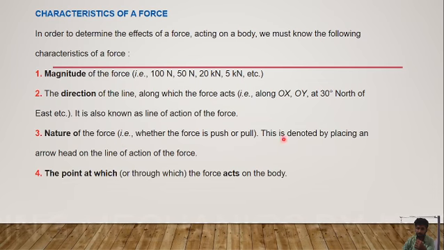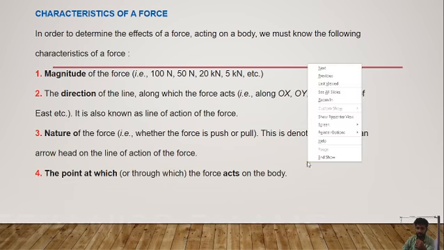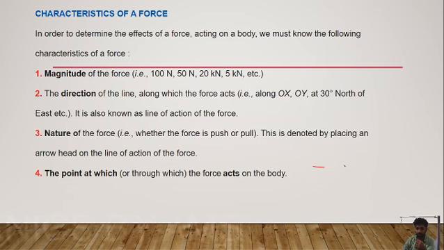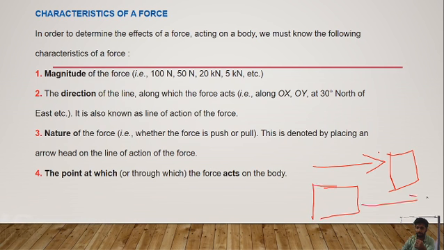Whether it's a push or pull is denoted by placing the arrowhead on the line of action of the force. Okay. We will be representing force as a vector quantity. So if we are applying force on the block, we represent it like this: this is a push force, and again this is a block, and I am applying a force here. This is a pull force. Again, it's a wooden block.